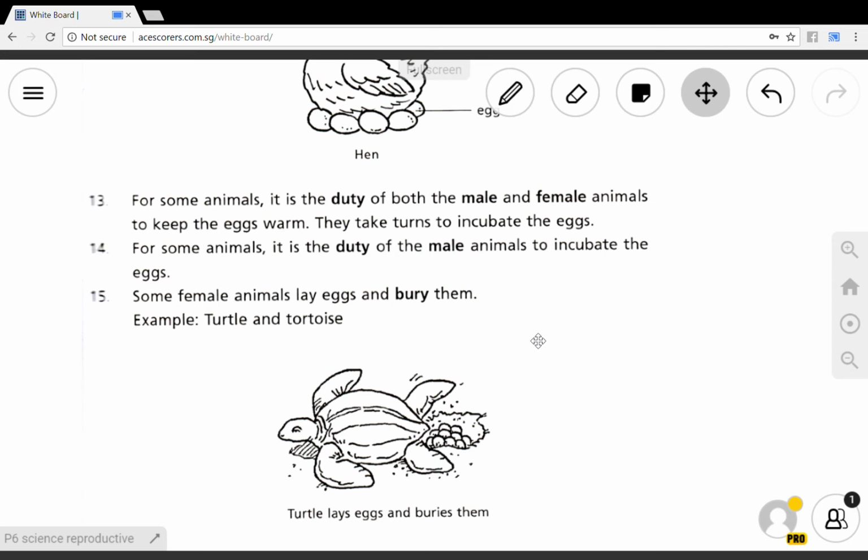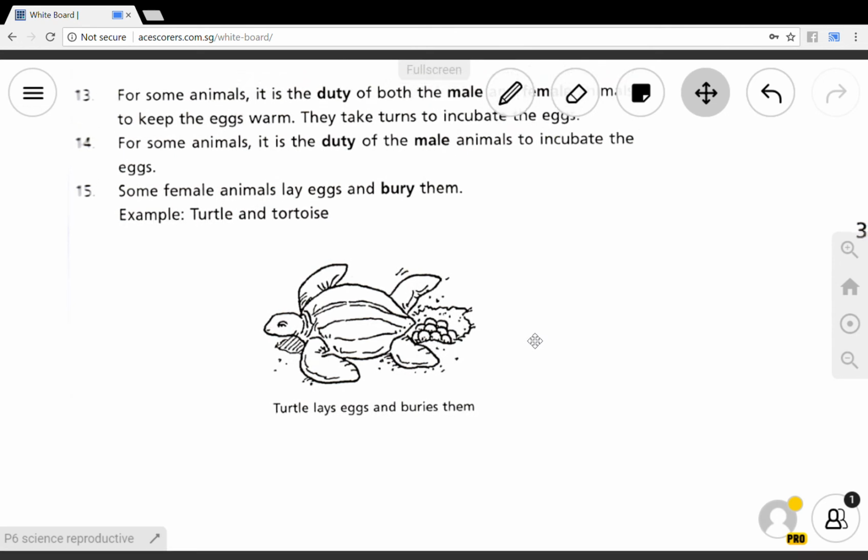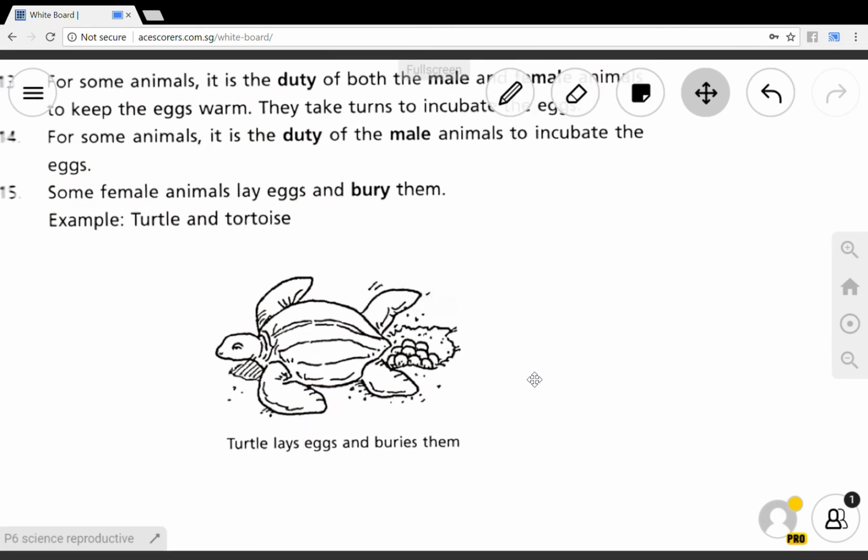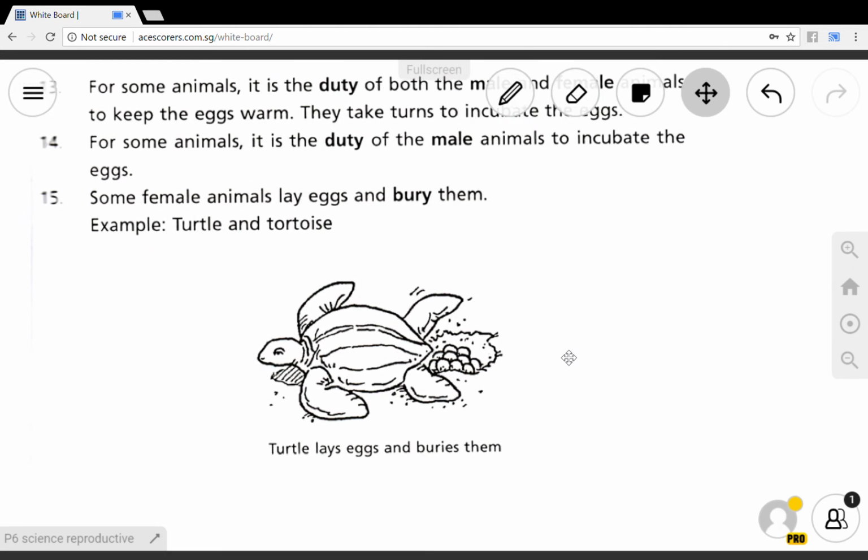So other examples, female animals lay eggs and bury them, right? For example, the turtle, the tortoise. In Malaysia, it's something like a tourist destination to go and see the buried turtles climb out of the eggshell and then crawl to the sea. There are a lot of predators, and tourists are not supposed to go and disrupt the process, to disturb the process.